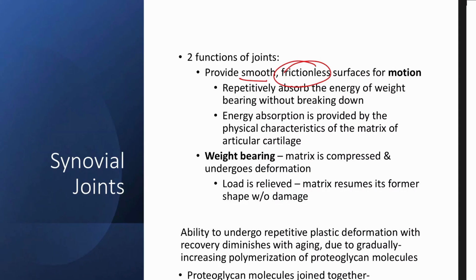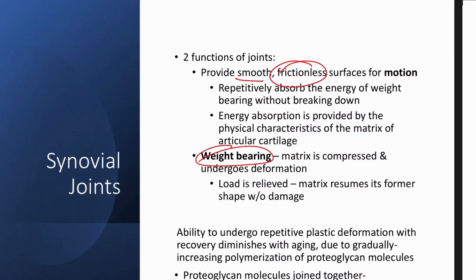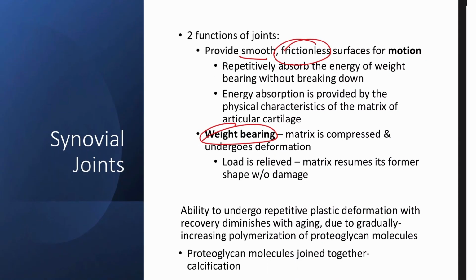Again, they can compress a little bit. They have some plasticity to them. When you jump up and down, you don't just break everything in your spine. Weight bearing is also a function of our joints. The load is relieved, and the matrix resumes its former shape without damage. So when you run and do things, your bones deform a little bit, but they come right back to normal. But it's very, very minute deformities when they move.